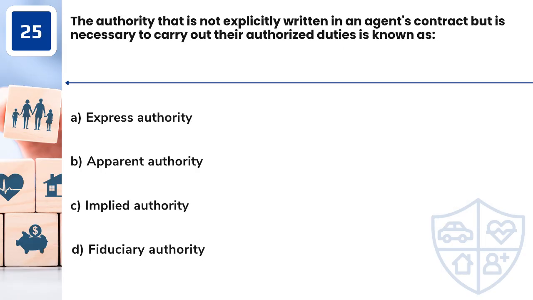Question 25. The authority that is not explicitly written in an agent's contract but is necessary to carry out their authorized duties is known as A. Express authority. B. Apparent authority. C. Implied authority. D. Fiduciary authority.